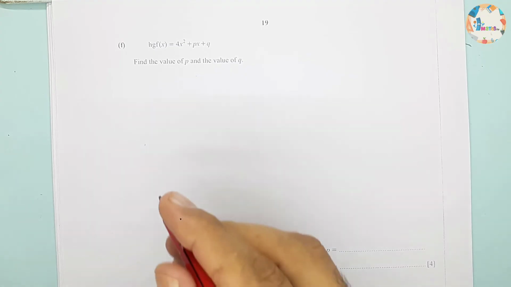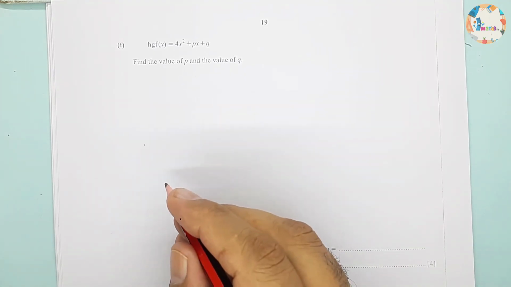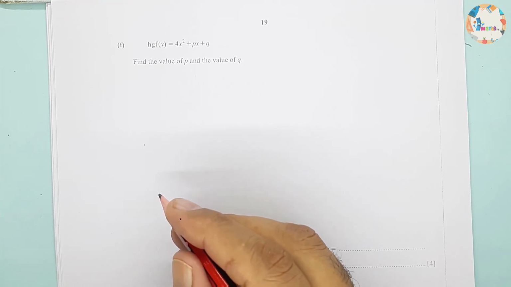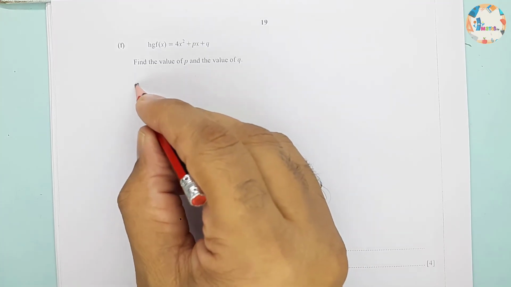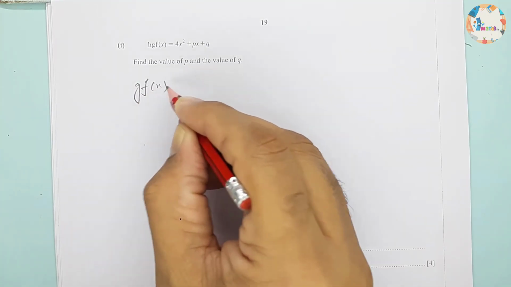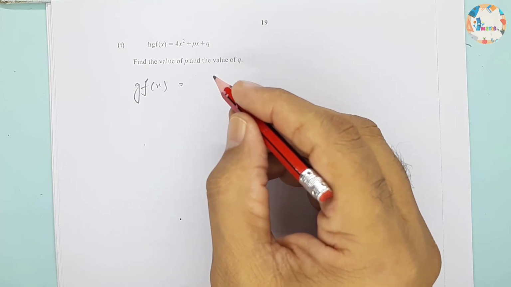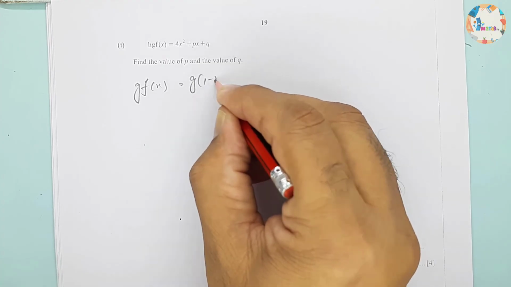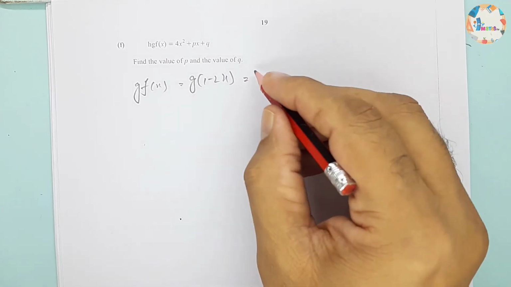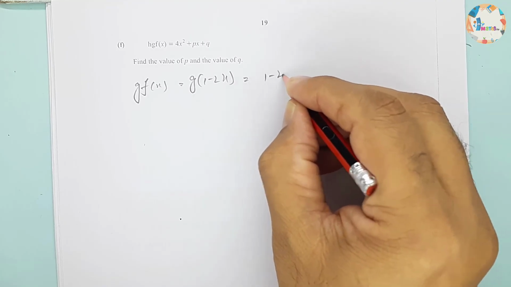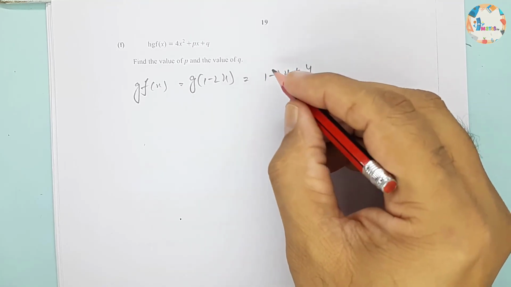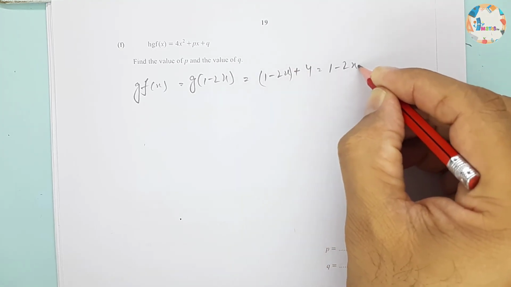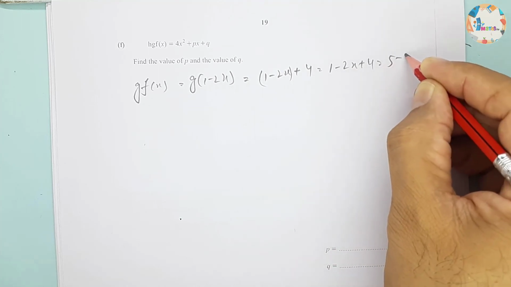Now h of g of f of x is equal to this one. We have to find the value of p and the value of q. So first we will find g of f of x. So f of x is 1 minus 2x. So g of 1 minus 2x we will write as 1 minus 2x plus 4. You can put brackets over here. Then we can open this. It will be 1 minus 2x plus 4, which is equal to 5 minus 2x.